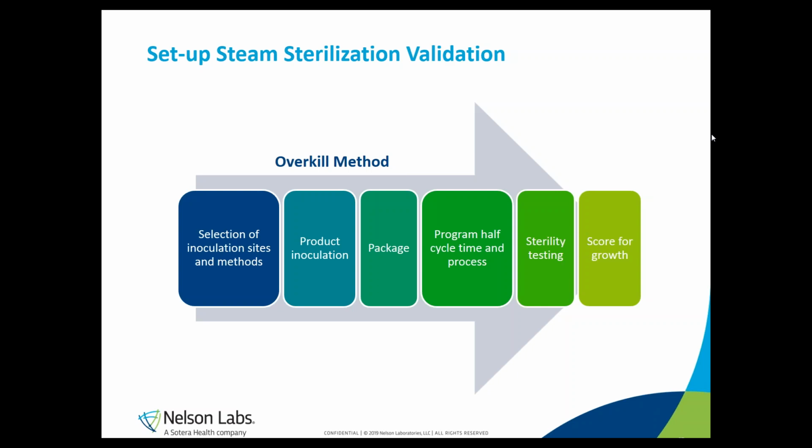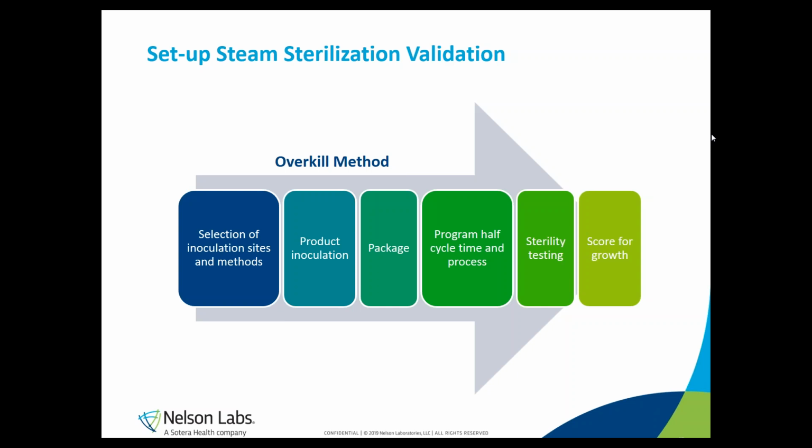But first, after inspection of the product, the worst case locations for air removal and steam penetration are determined as a first step. Then, depending on the feature to be inoculated, the inoculation method is selected. Next, a biological indicator carrier material is fixated on each inoculation site of the product under a laminar airflow. An appropriate type of packaging is then selected to wrap the product properly.